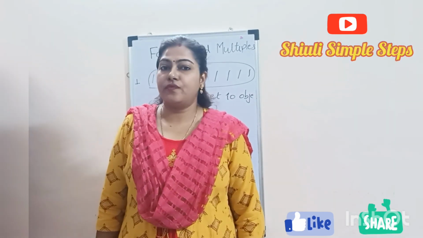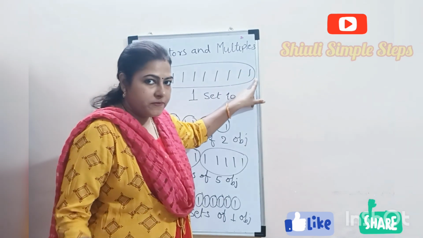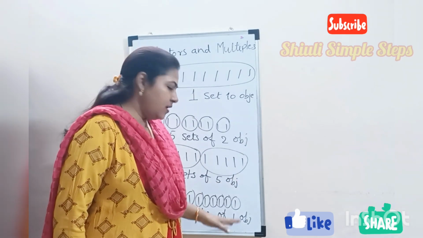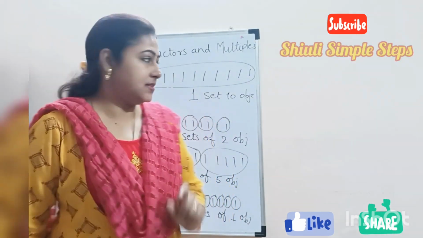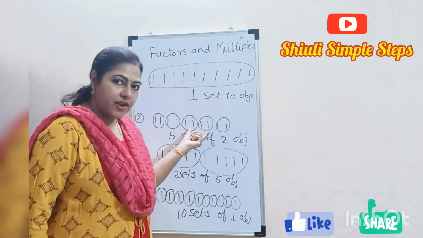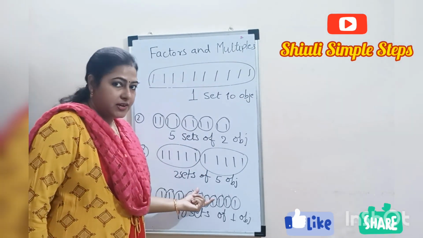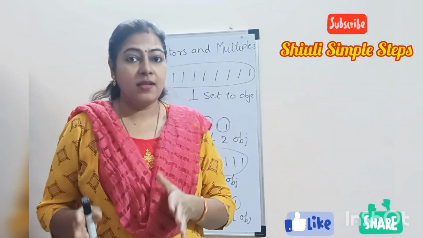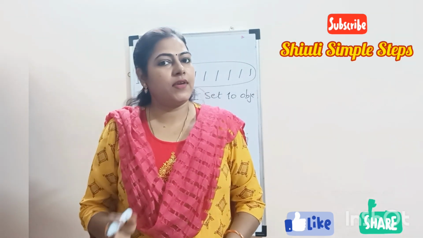Understood? So friends, you can see that in the first case there is no object remaining. Here also no object is remaining. Here also in all the cases we have no objects remaining with us. It means one completely divides 10, 5 completely divides 10, 2 completely divides 10, and here 10 completely divides 10. So numbers which completely divide the given number, they are the factors. Understood?